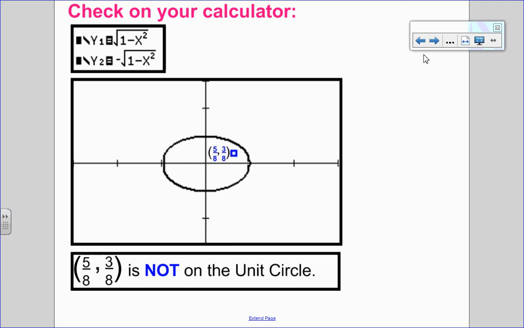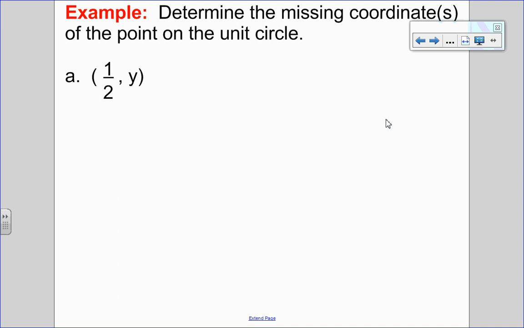Okay, let's take this idea of the unit circle, and now we're going to find specific points on the unit circle. So for example, if this is a point on the unit circle, we're told it's a point on the unit circle, we want to find the value of y that goes with that. So let's go always back to our equation. Since it's on the unit circle, I know it satisfies this equation. So x is a half, y we don't know, equals 1.